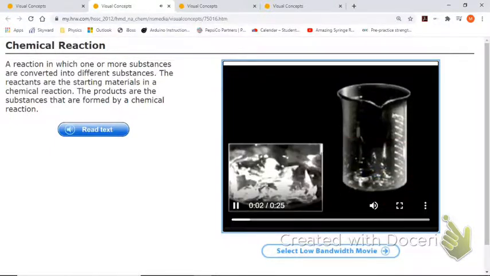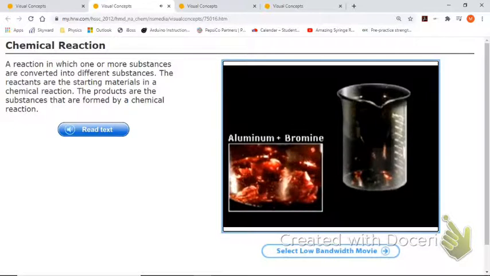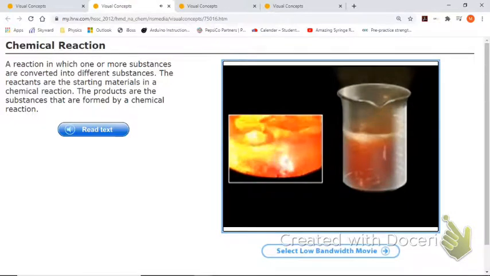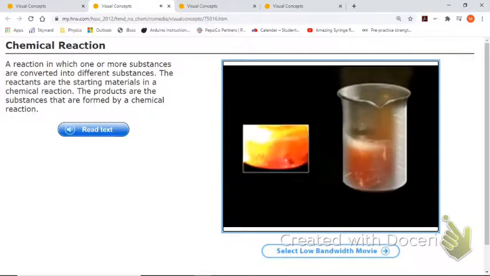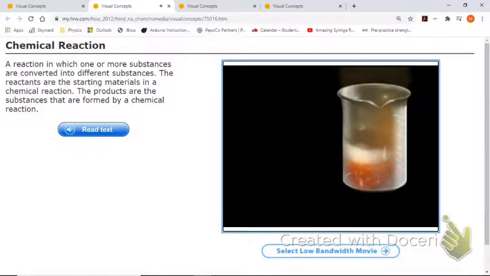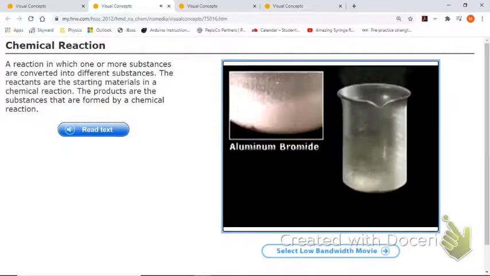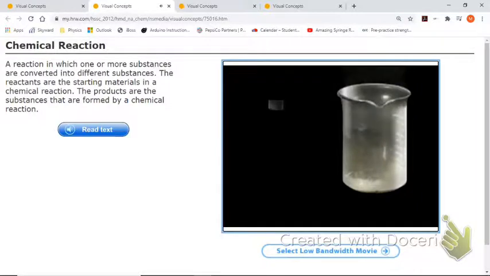When liquid bromine is added to aluminum foil, the two substances react. Heat and light are indications of a chemical reaction. Aluminum bromide is produced and deposited onto a cooler surface.